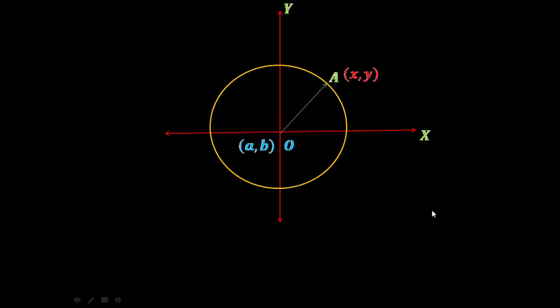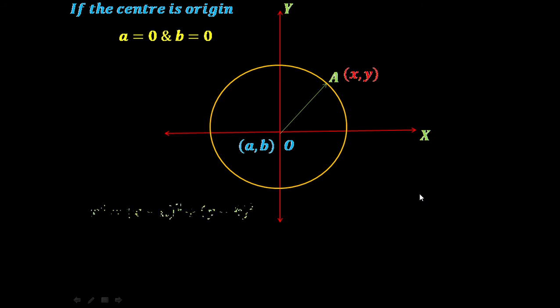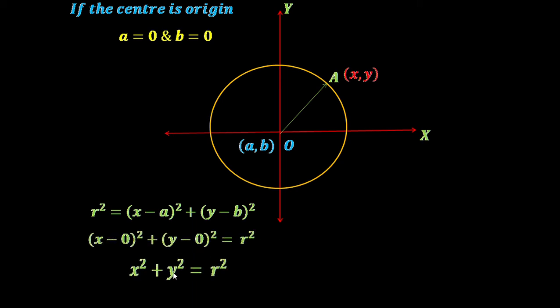Now let us see some special cases. If the center of the circle is the origin O, then a and b both will become 0 because the center is the origin. This is the basic equation of the circle: r square equals (x minus a) whole square plus (y minus b) whole square, that we have got previously. Now in place of a and b, we shall put 0. Then we can get x square plus y square equals r square. Therefore, if we get an equation in this form, then we have to understand that this is representing one circle. Apart from that, the center of that circle is the origin and the radius is r unit.